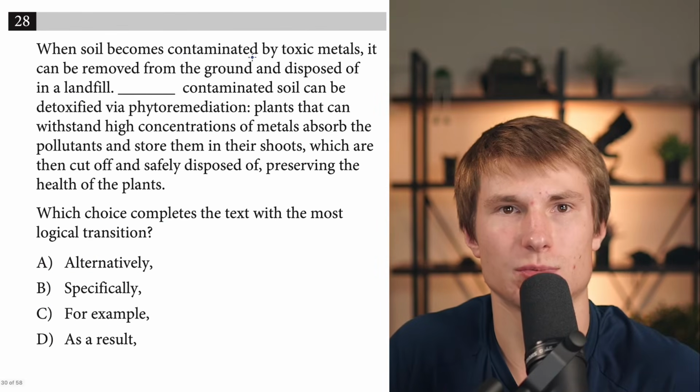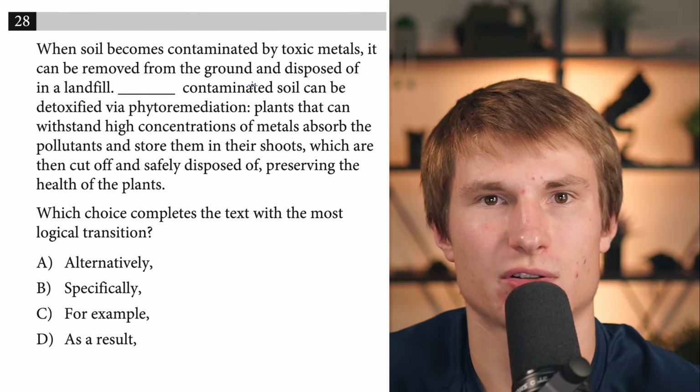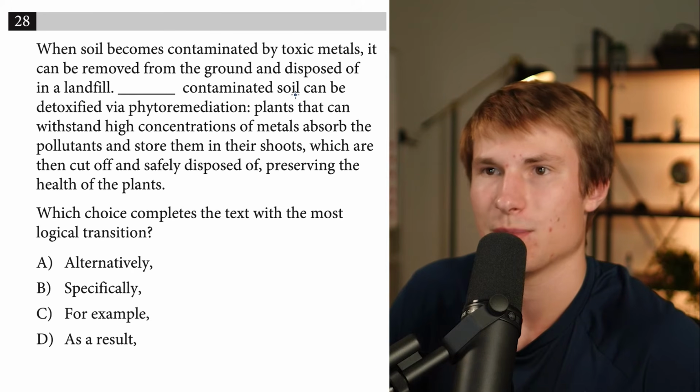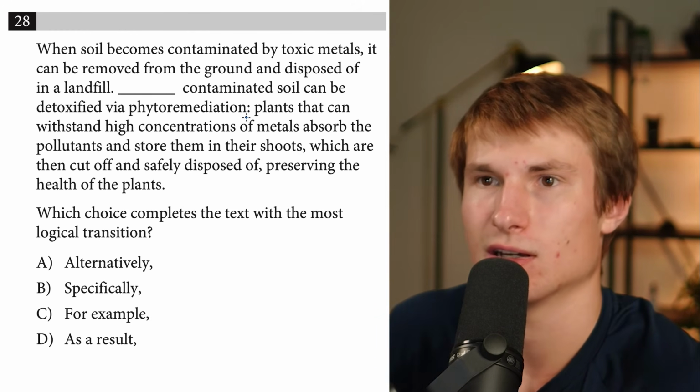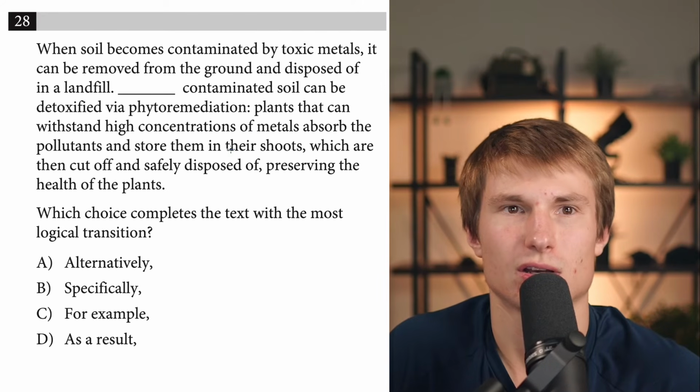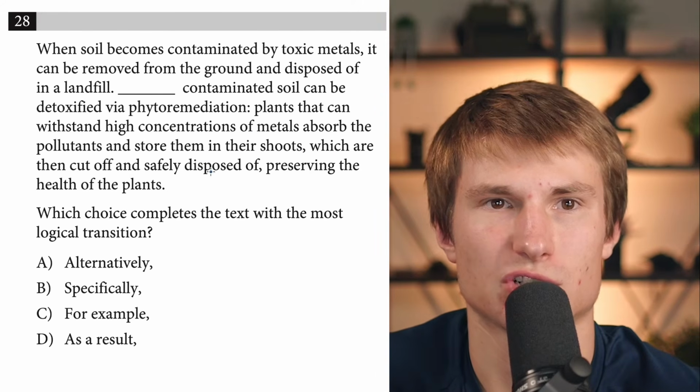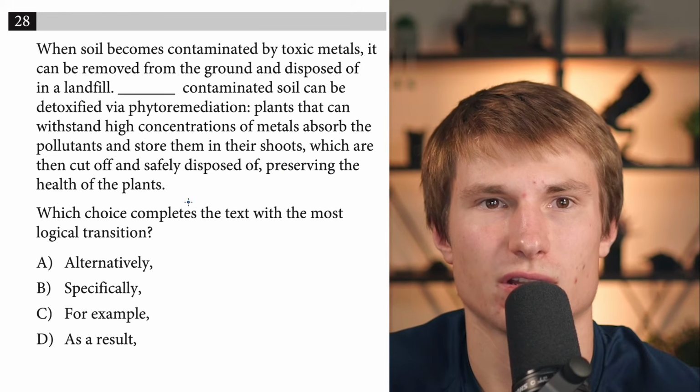Question 28. When soil becomes contaminated by toxic metals, it can be removed from the ground and disposed of in a landfill. And then we have contaminated soil can be detoxified via P. Plants that can withstand high concentrations of metals absorb the pollutants and store them in their shoots, which are then cut off and safely disposed of, preserving the health of the plants.